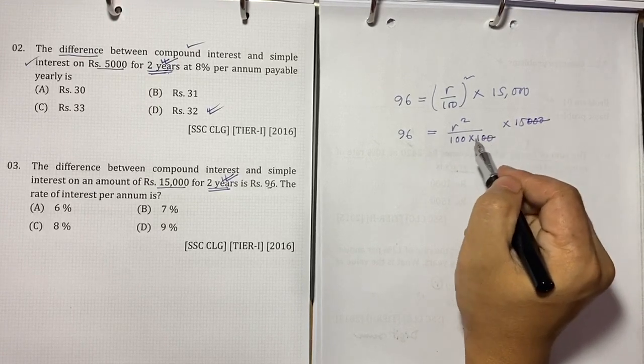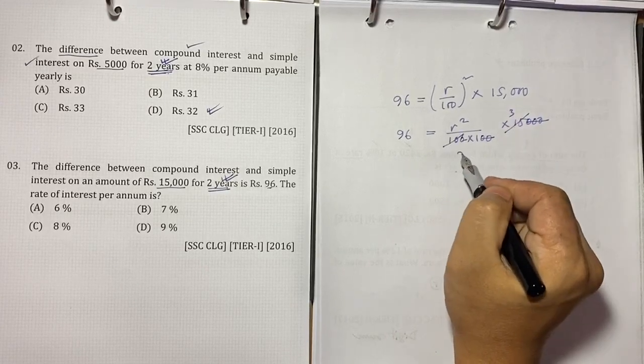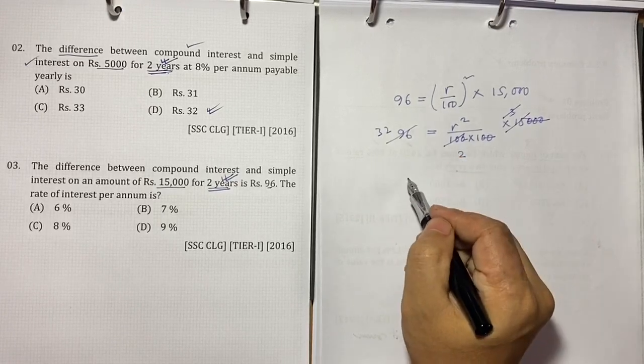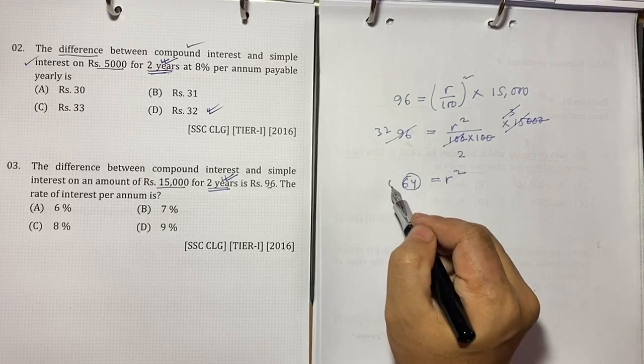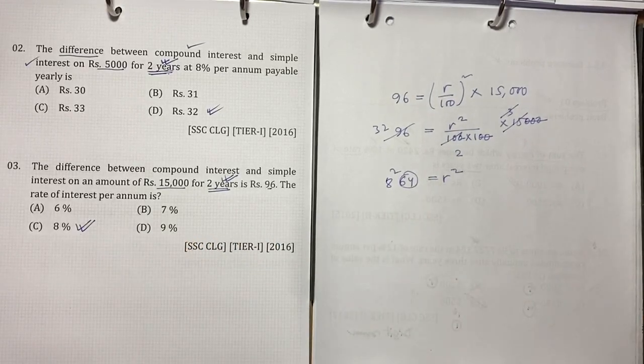Cancel the zeros. This will be 3, this will be 2, cancel, this will be 32. So 64 equals R squared, which is 8 squared. So that means R equals 8%.